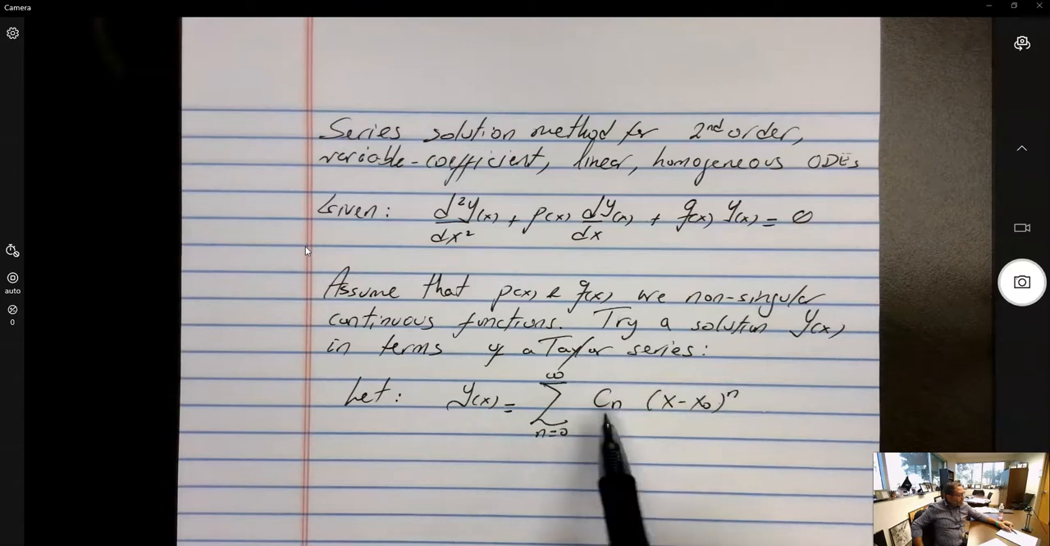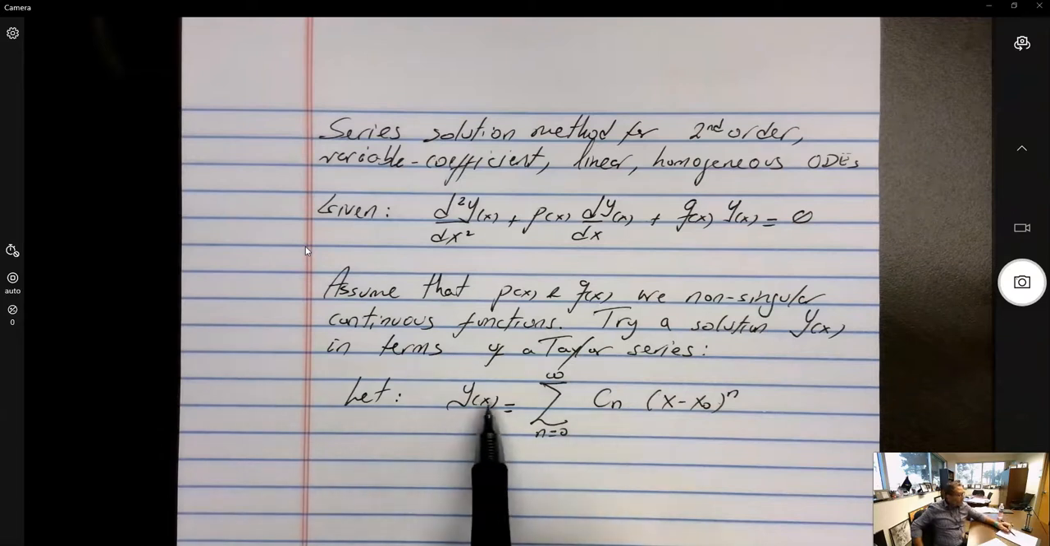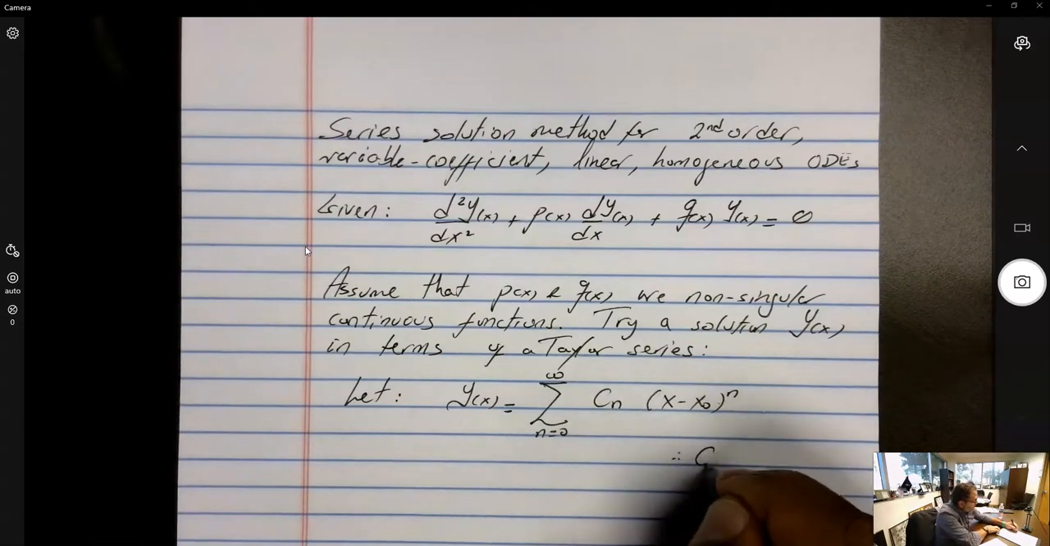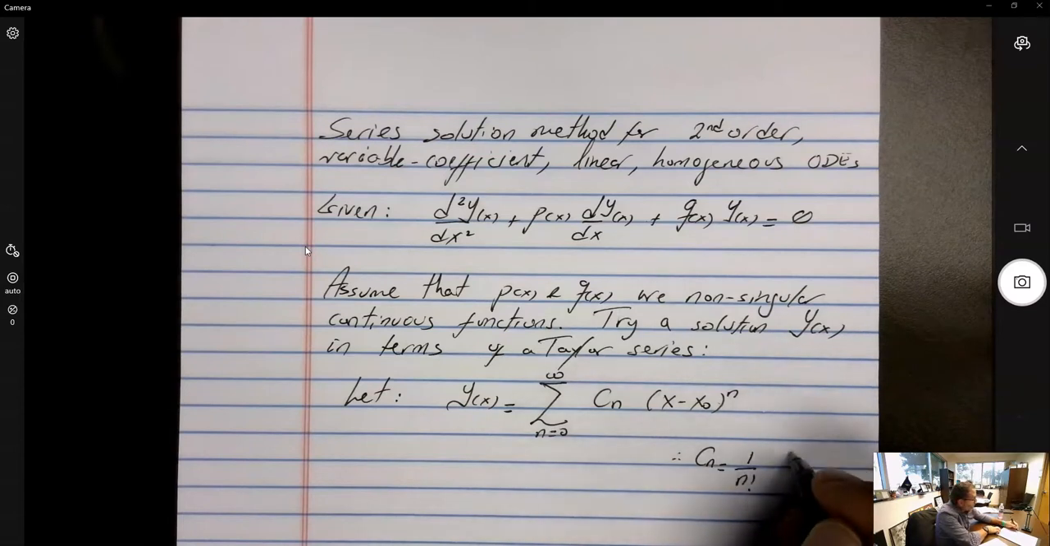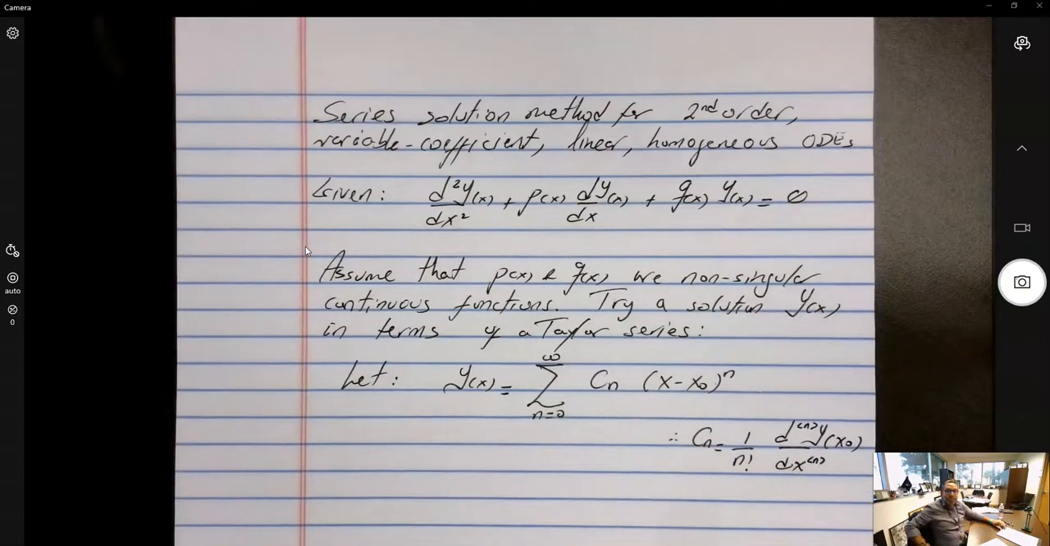And these are coefficients that we know where to find if we knew the function y, whatever the original function y is. We know that the coefficients are the nth derivative of y evaluated at the expansion point. So remember that Cn is equal to 1 over n factorial times the nth derivative of y with respect to x to the n, evaluated at the expansion point x0. So we know what those coefficients are. However, we cannot determine those coefficients because we don't know what the function y is. It's precisely what we're looking for.